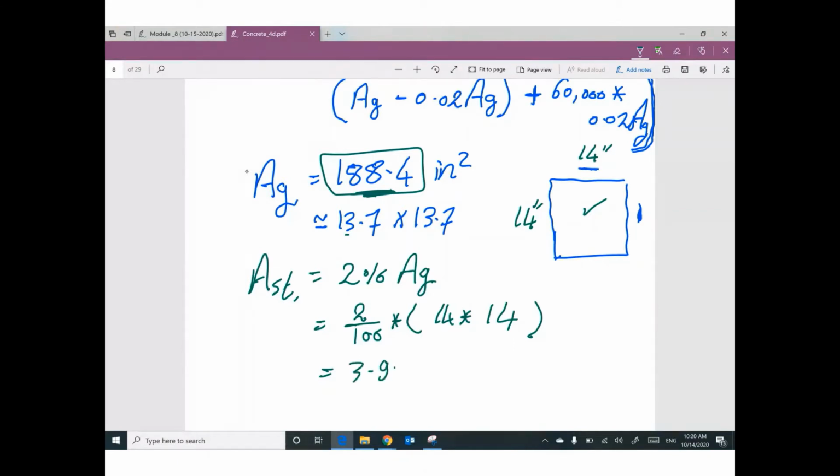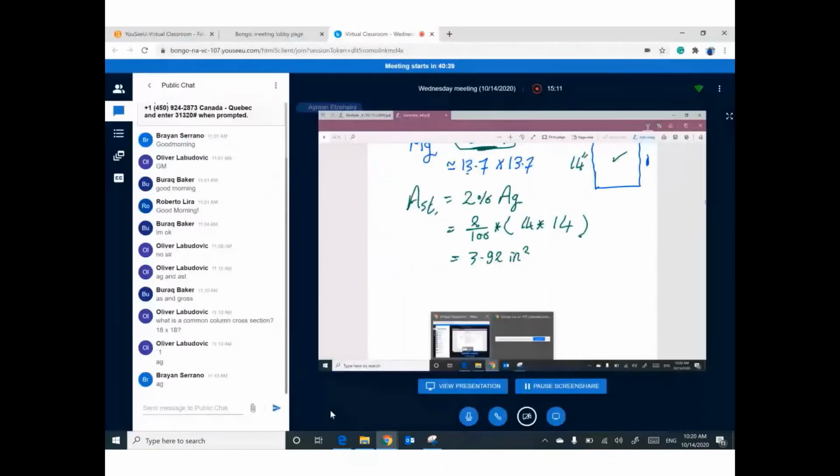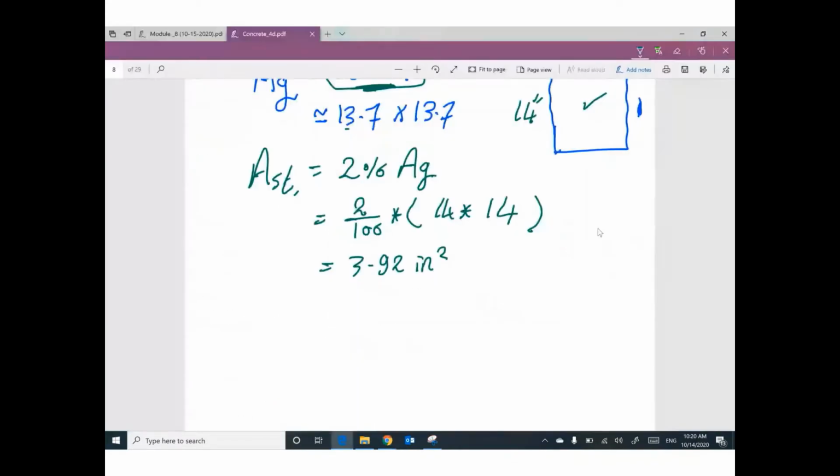3.92 inch square. What is the next step, guys? We need to convert. Don't tell me we still have area equal 3.92. I cannot understand. I am a worker, I'm not an engineer. What is the meaning of this one? You need to convert. You need to tell me how many and what is the size of the bar. So I need to answer these.